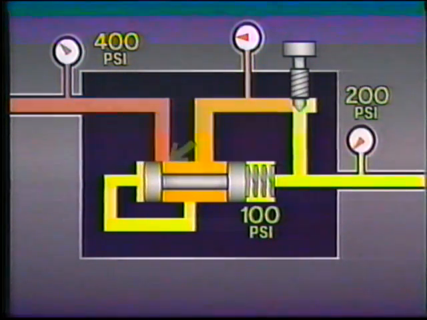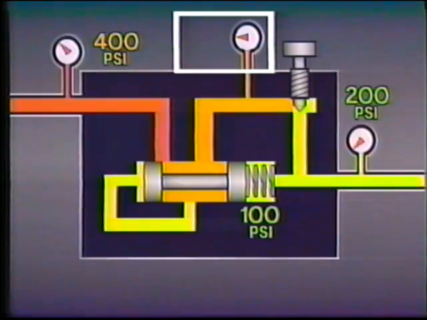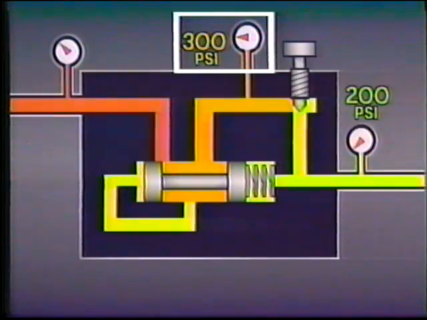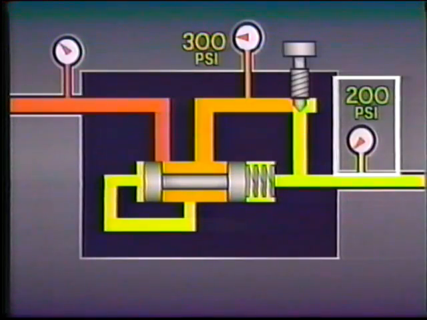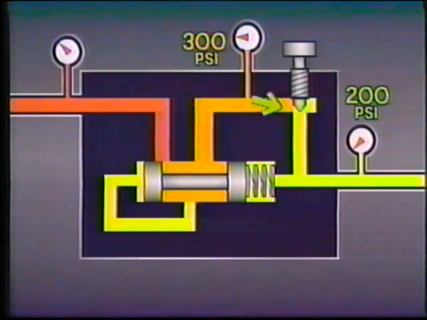The restriction is widened until this pressure here, the pressure between the restriction and the needle, is 300 psi. This pressure equals the sum of the load pressure and the tension pressure of the spring. The difference between this pressure, 300 psi, and the pressure created by the load, 200 psi, determines the flow rate through the orifice and affects the speed of the actuator.